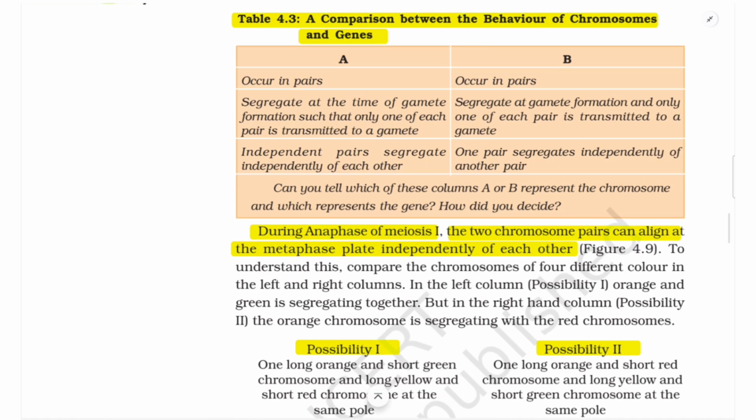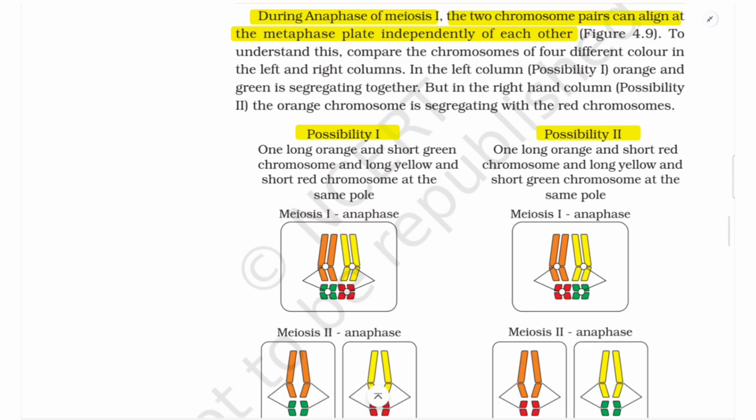Table 4.3, a comparison between the behavior of chromosomes and genes. During anaphase of meiosis I, the two chromosome pairs align at the metaphase plate independently of each other, figure 4.9. To understand this, compare the chromosomes of four different colors in the left and right columns. In the left column, possibility number 1, orange and green are segregating together, but in the right-hand column, possibility number 2, the orange chromosome is segregating with the red chromosome.